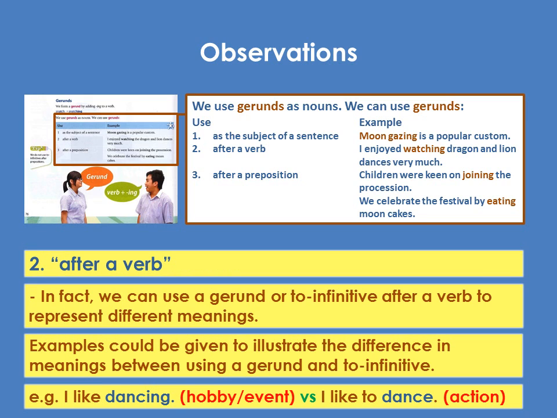For the second use, after a verb, it is overgeneralizing because we can actually use a gerund or to infinitive after a verb to represent different meanings. Examples could be given to illustrate the difference in meanings between using a gerund and to infinitive. For example, the meanings of I like dancing and I like to dance are different. The gerund dancing is more event-like, while to dance is more action-like.